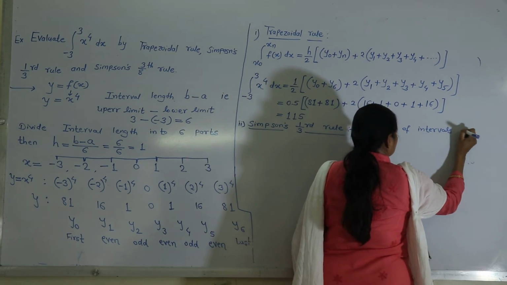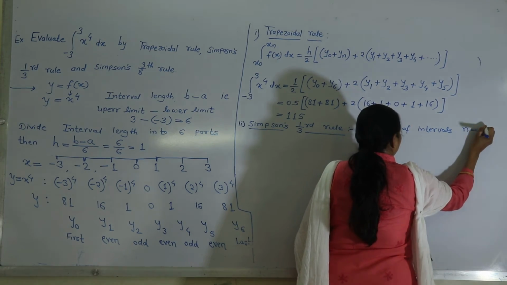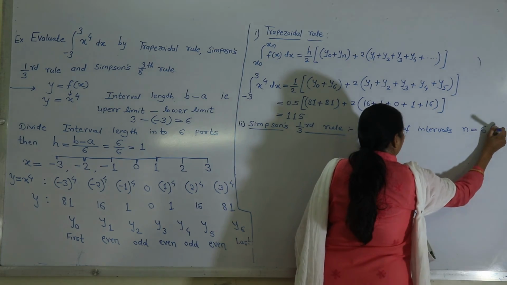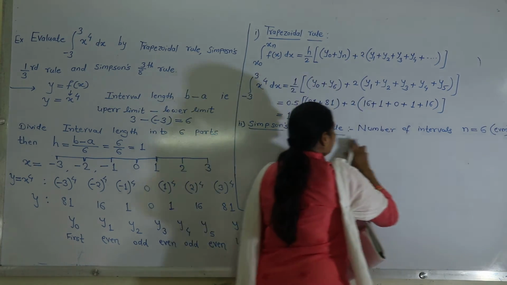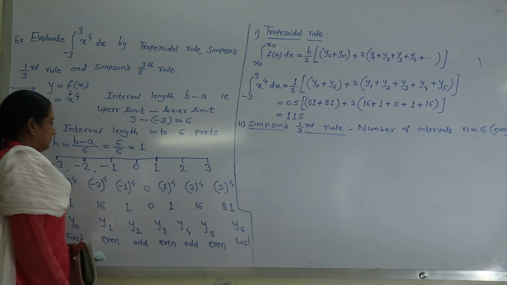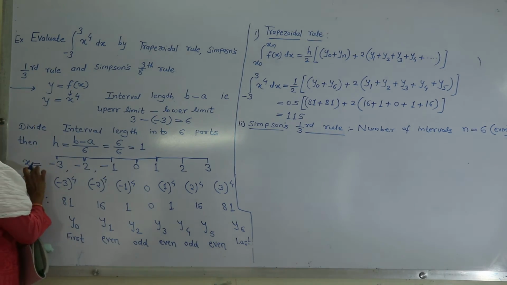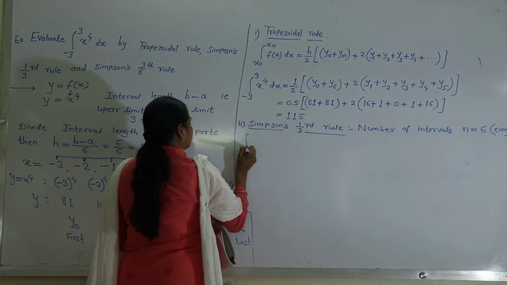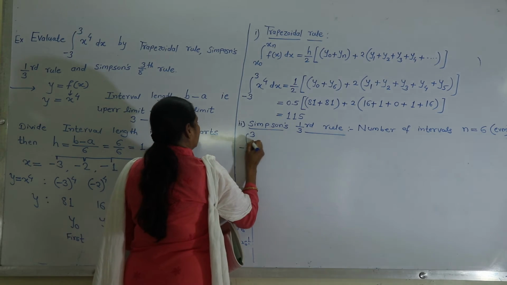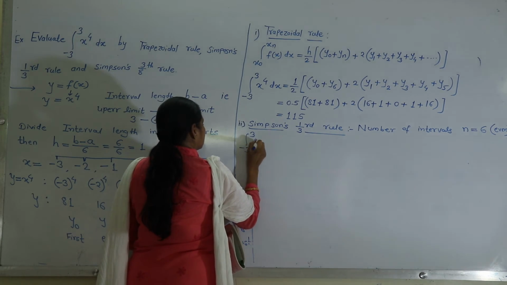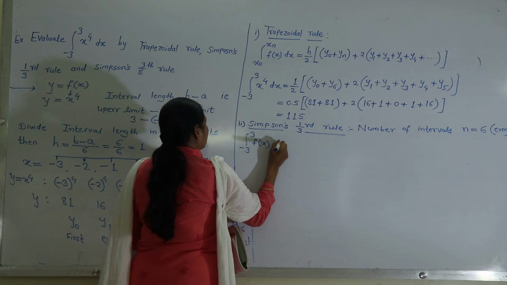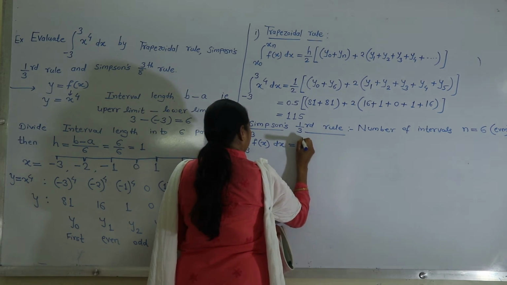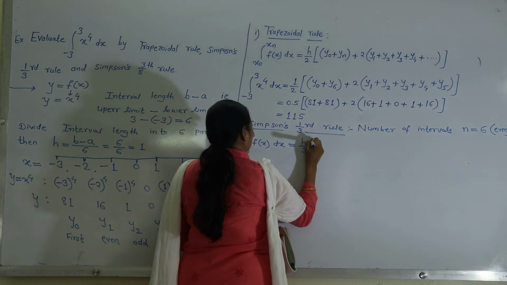Number of intervals, that is n. That n value is 6 and that value is even, and therefore we can use Simpson's 1/3 rule. Now the formula is integration from minus 3 to plus 3 f(x) dx is equal to 1/3 h, therefore h by 3.